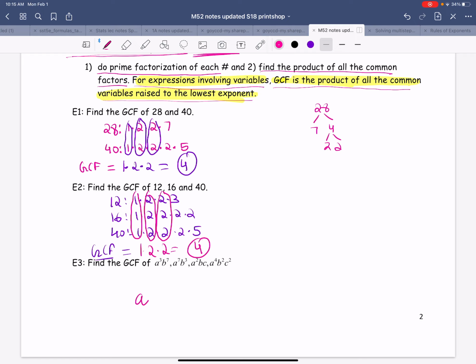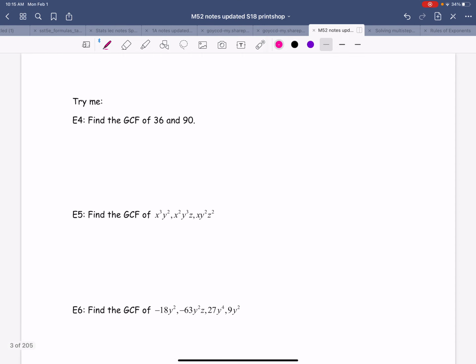I see there's A in every term. There's B in every term. What's the lowest exponent for A? Looks like A to the second power is lowest. What's the lowest exponent for B? Looks like just a B to the first power because that's what I see here. And C is not a common factor in every single term, so that's why C does not come down. And that's the GCF of these four terms that have variables in there.